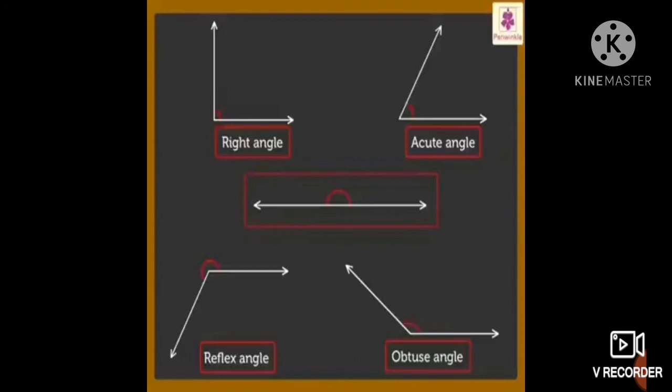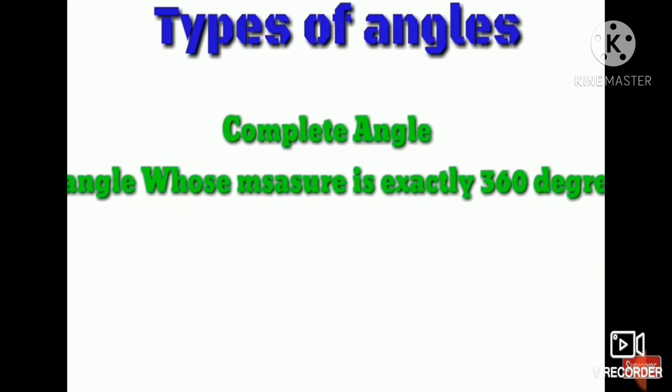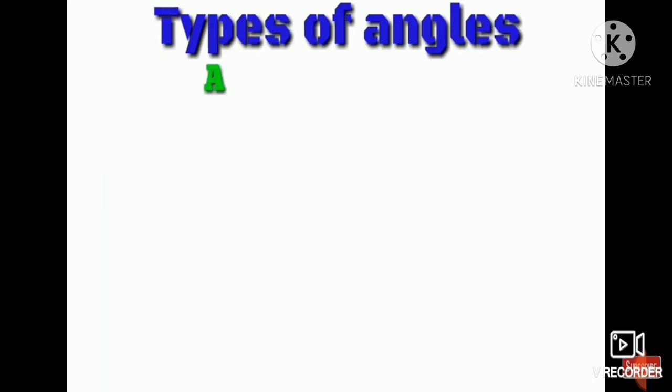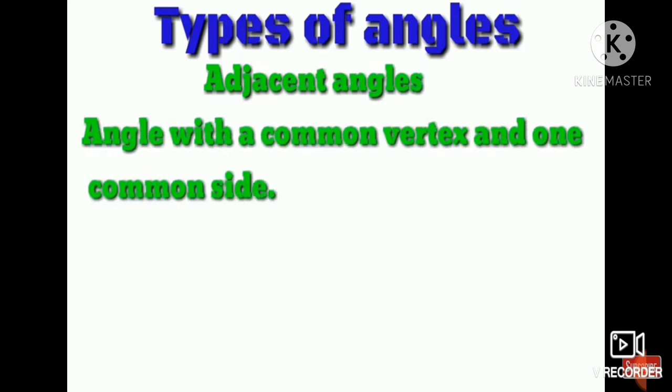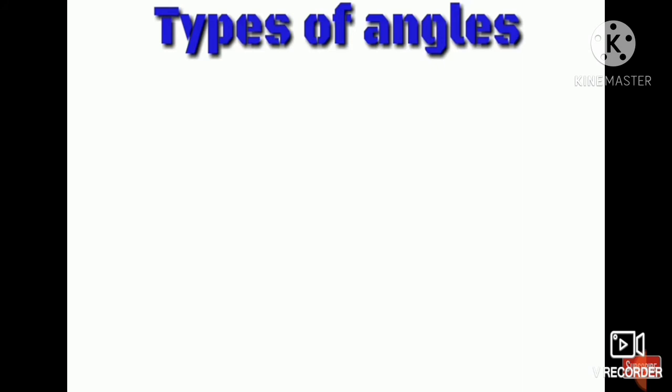So you can go with another angle here, that is complete angle. What is this complete angle? An angle whose measure is exactly 360 degrees, that is one revolution or one complete rotation, is called a complete angle. Another angle here is adjacent angles. Adjacent angles are angles with a common vertex and one common side. You can go with the example here. This is an example for adjacent angles. These angles have a common vertex and one common side.